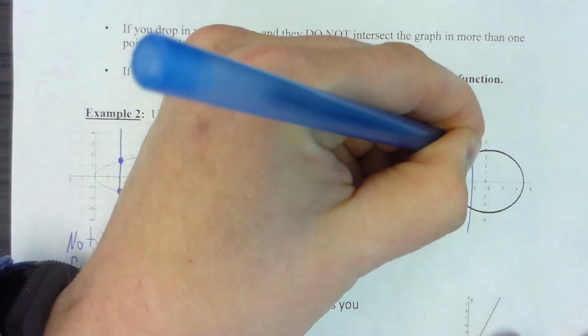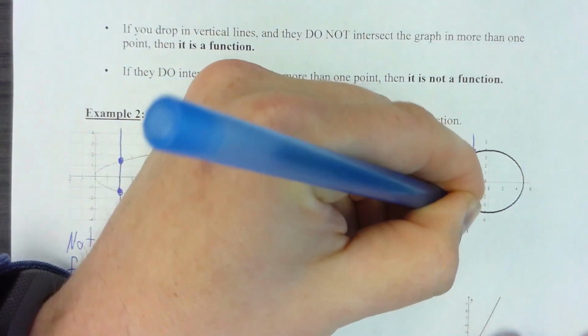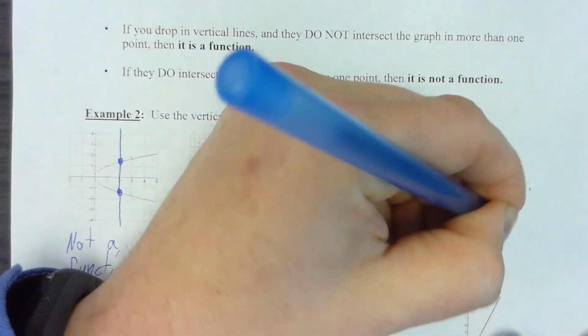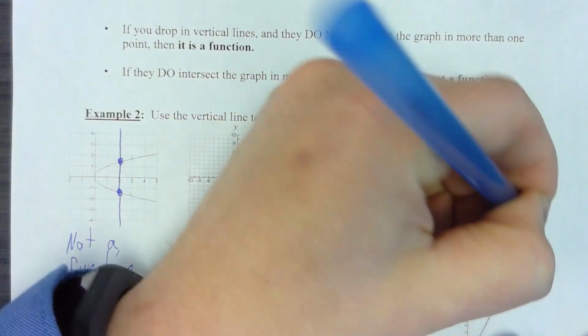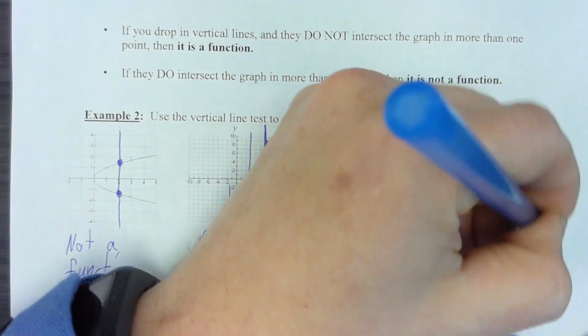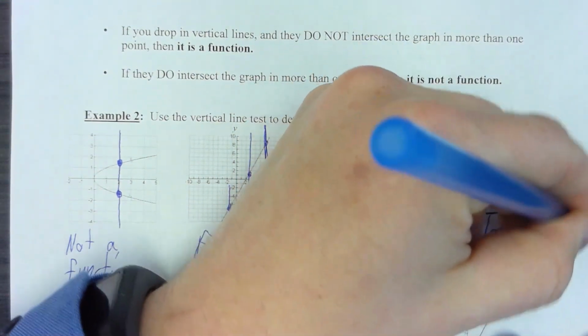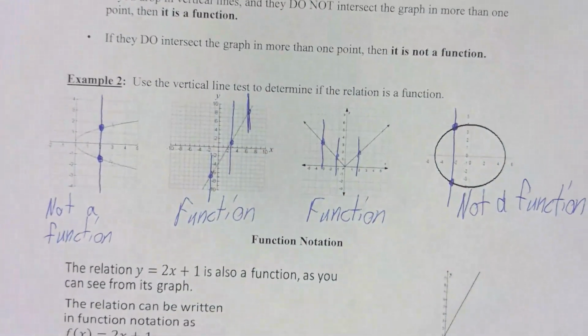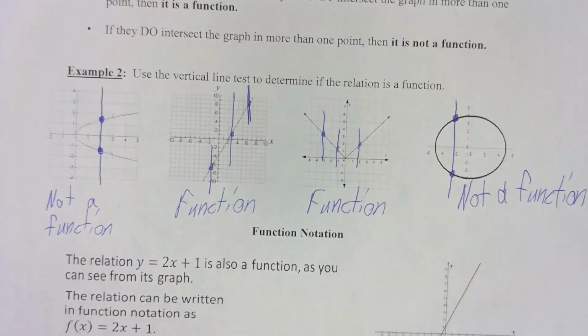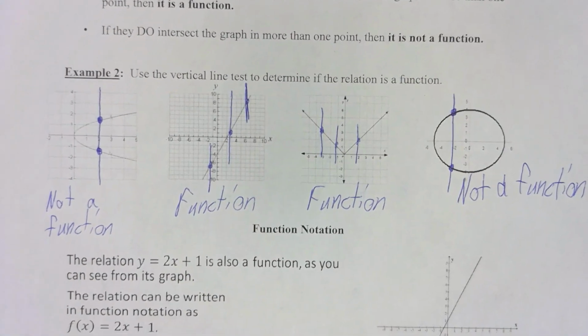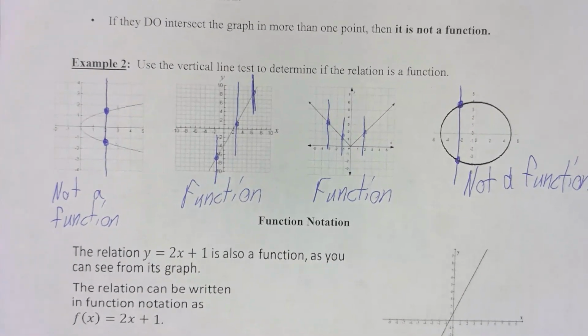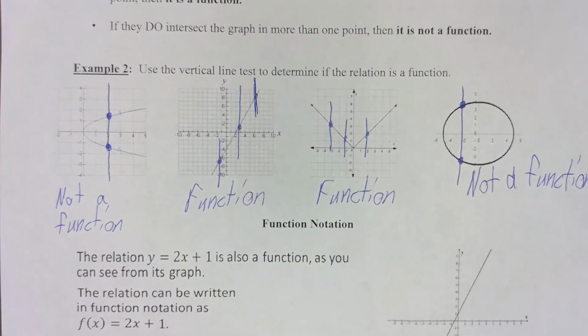Ooh, but no matter where I draw a vertical line here, it's not a function. So if you can draw a vertical line anywhere on the graph and it touches twice or more than twice, it's not going to be a function, okay? It's got to be true everywhere. Okay, let's look at this graph.